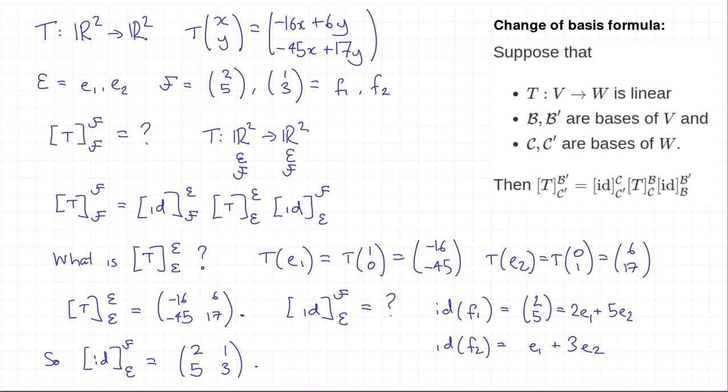So now what we'd like to work out is the remaining matrix on the right-hand side of the equation star. That is the matrix of the identity with respect to initial basis E and final basis F. So let's move on to a new slide to work this out. What we're looking for is the identity with respect to initial basis E and final basis F.